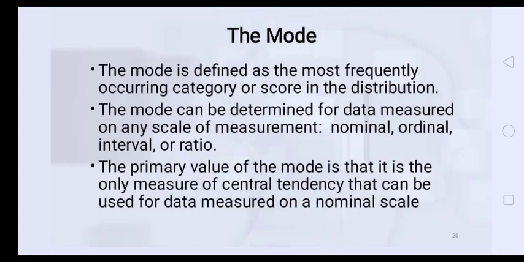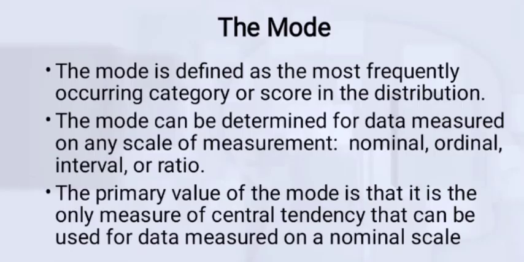So lastly, we have the mode. The mode is defined as the most frequently occurring category or score in the distribution. The mode can be determined for data measured on any scale of measurement. That can be nominal, ordinal, interval, or ratio. The primary value of the mode is that it is the only measure of central tendency that can be used for data measured on a nominal scale.